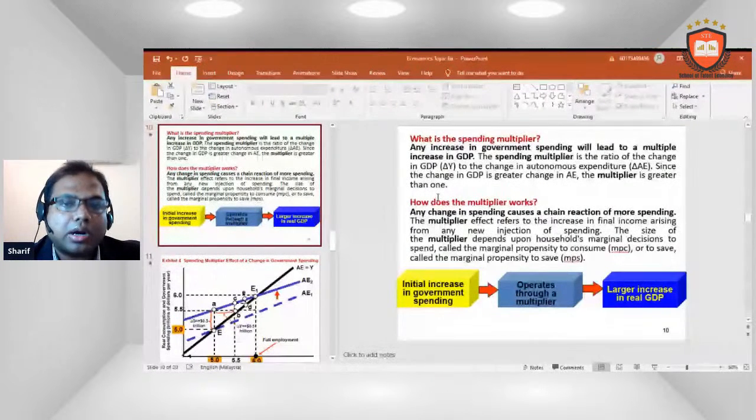How does the multiplier work? Any change in spending causes a chain reaction of more spending. The multiplier effect refers to the increase in final income arising from any new injection of spending. The size of the multiplier depends upon households' marginal decisions to spend, called the marginal propensity to consume, or to save, called the marginal propensity to save. So here is the diagram. An initial increase in government spending operates through a multiplier, and then it pushes a larger increase in real GDP.